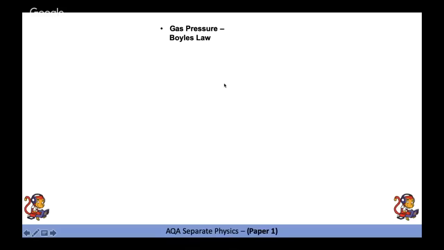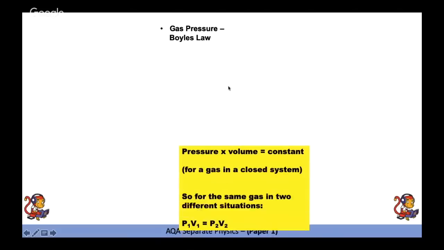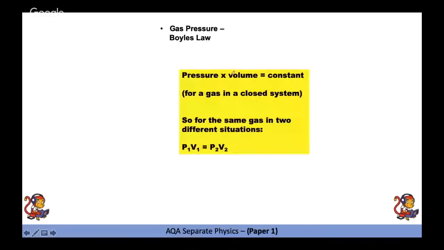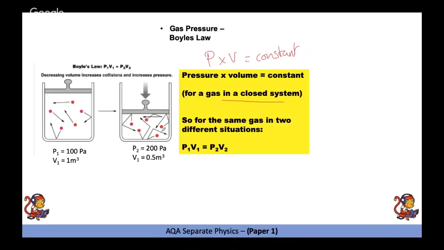So let's have a look at our separate content. Our gas pressure, Boyle's law. What's this all about then? So Boyle's law says that P times V equals a constant. So for a gas that's in a closed system, a box with particles in it, here we go, here's our box with particles in it, the pressure times the volume gives us the same number, a constant number, for the same gas in these two different situations. When I say same gas, I mean the same mass of gas.